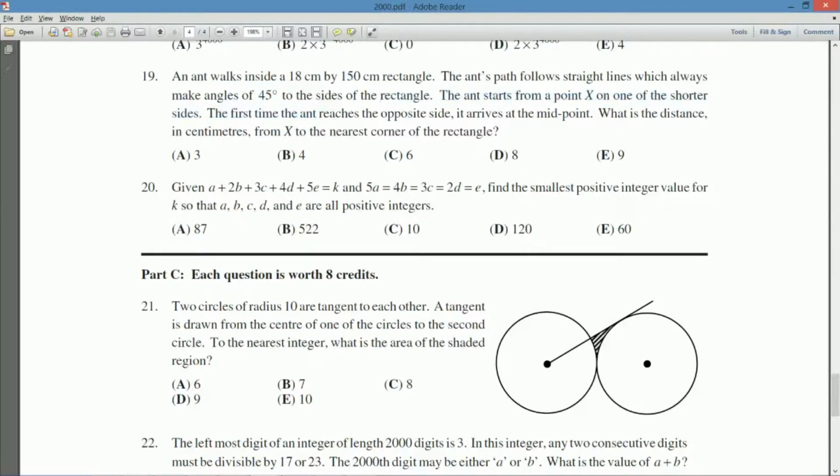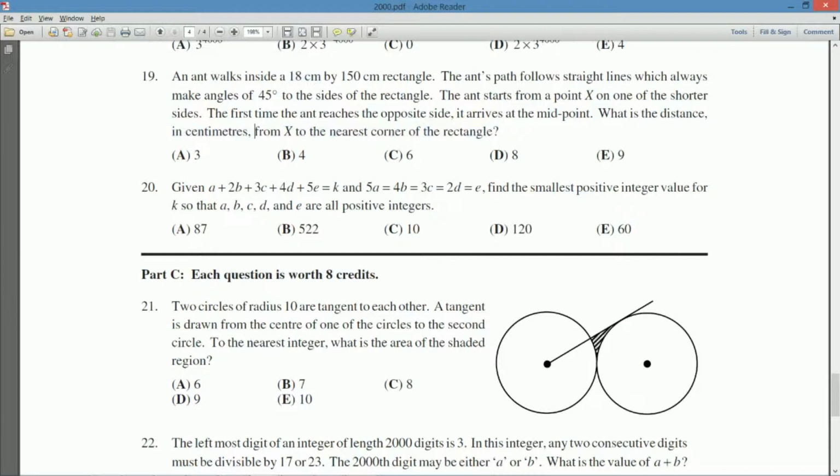The ant starts from some point, we'll call it X, on one of the shorter sides, so one of the 18 centimeter sides. The first time the ant reaches the opposite side, the other 18 centimeter side, it arrives at the midpoint, so 9 centimeters from either side. What is the distance, in centimeters, from X to the nearest corner of the rectangle?